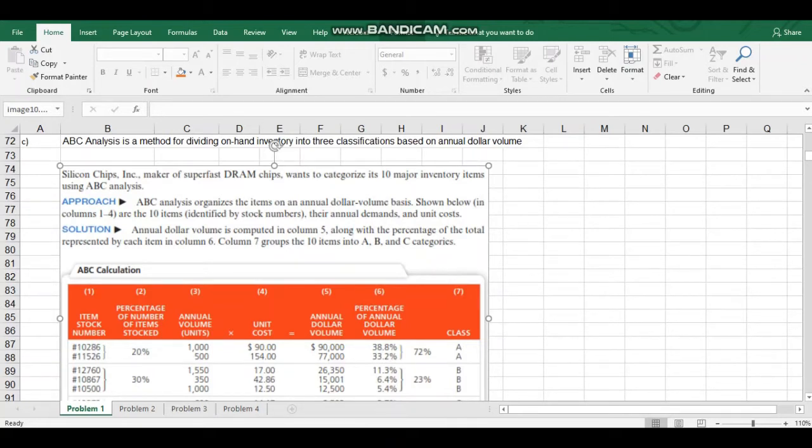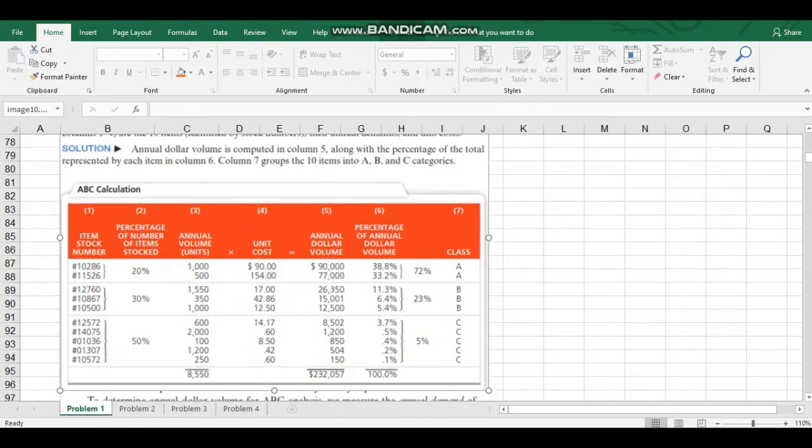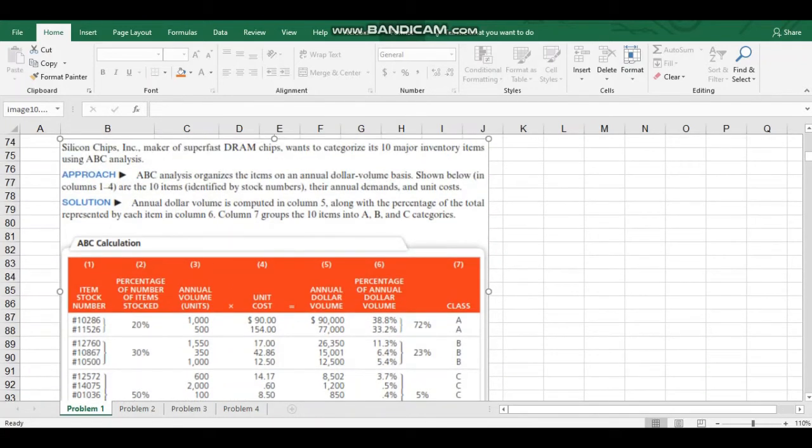So these Silicon Chips, they have 10 items, and they identify them with these numbers, okay, stock numbers. So each stock number represents one kind of inventory. And then the solution, as annual dollar volume, is computed in column 5, which is the annual dollar volume, along with the percentage of the total represented by each item in column 6, which is percentage of annual dollar volume. And then column 7 groups the 10 items into A, B, and C categories.